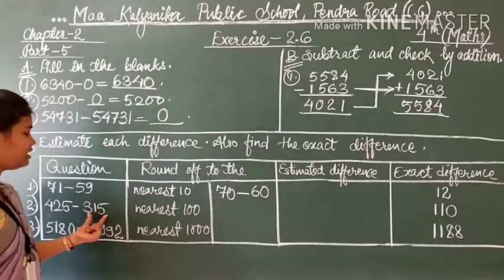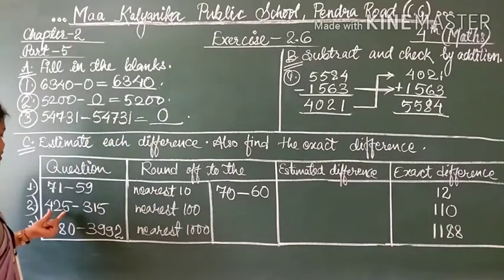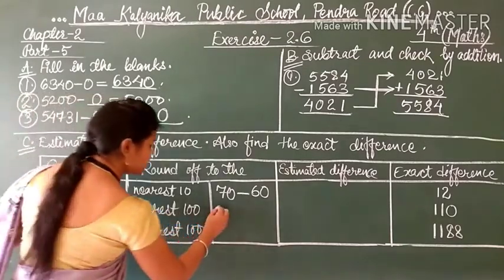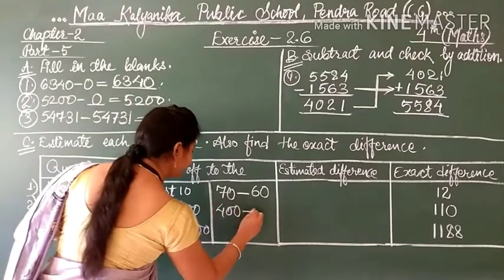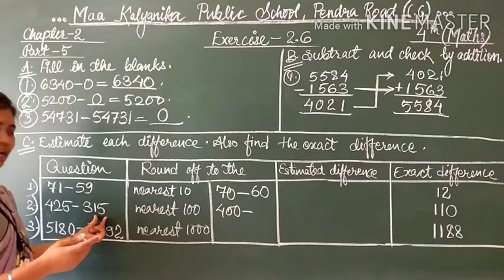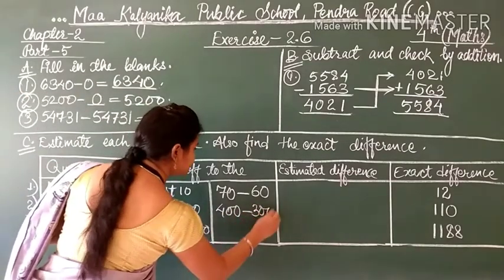Next, 425 and 315 to the nearest 100. So 425 is between 400 and 500, and 25 is less than 50, so it is 400. Minus 315: between 300 and 400, less than 50, so it is 300.